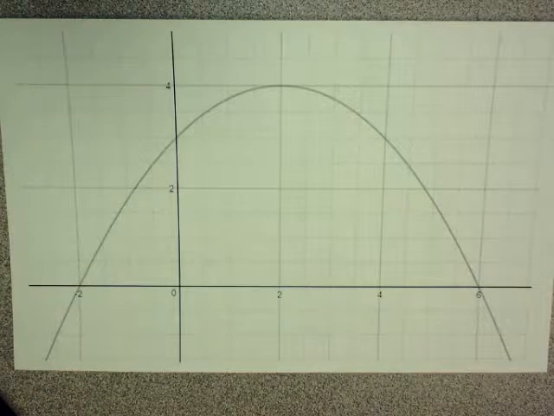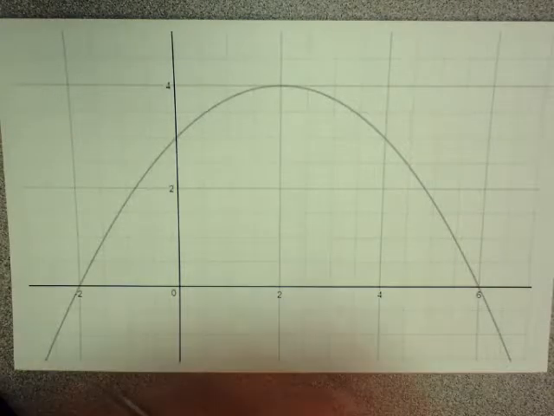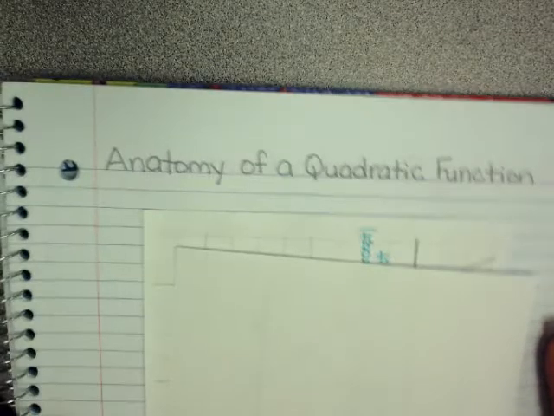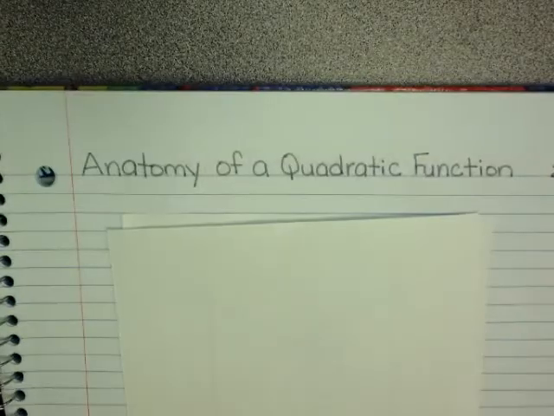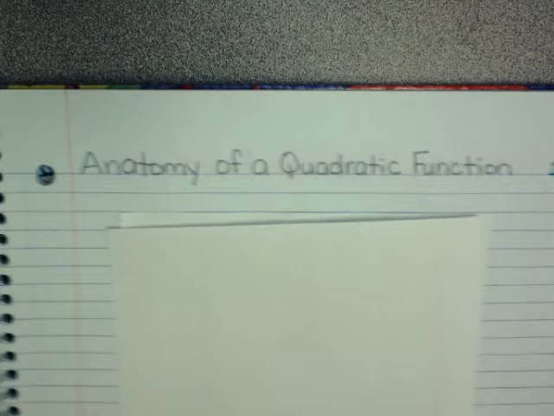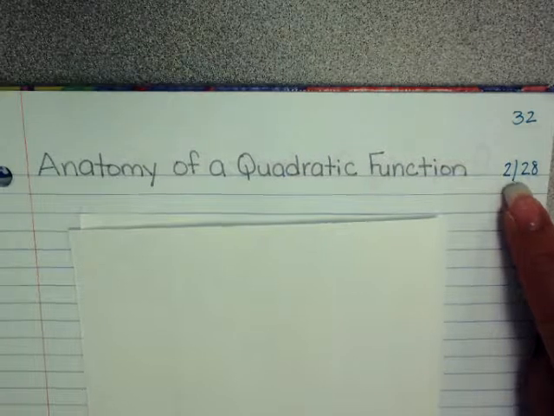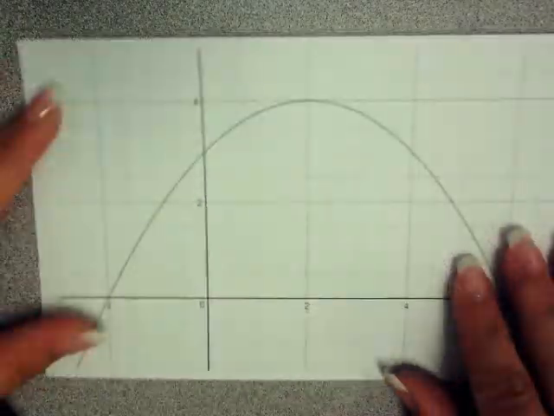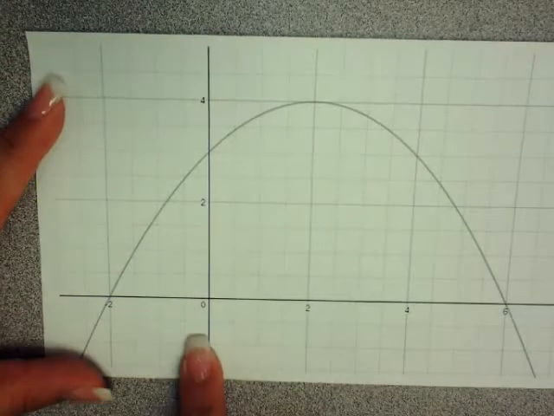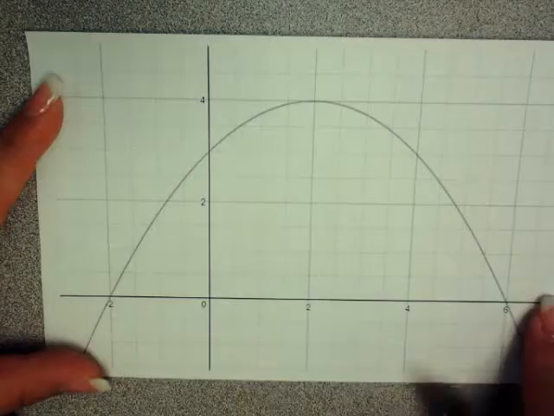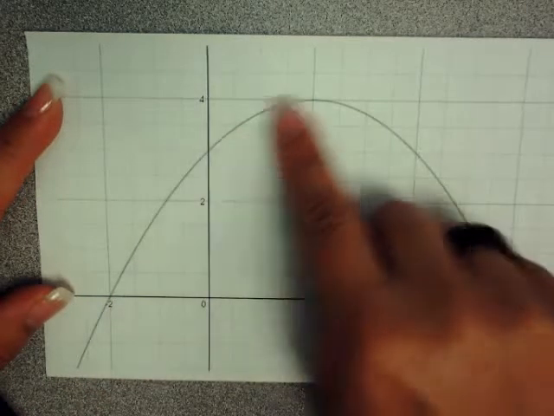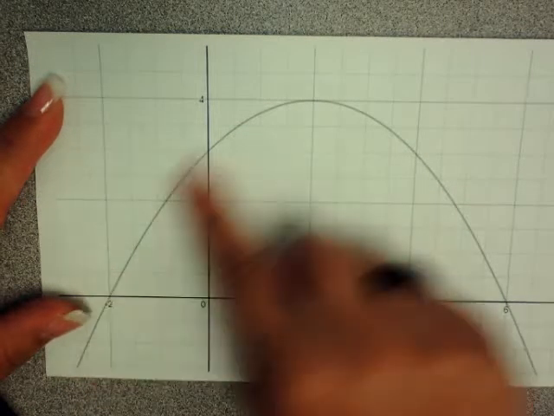Alright, so we're going to look at anatomy of a quadratic function. This is what it looks like in our notebook. Anatomy of a quadratic function, on page 32, today's date 2/28. So we have a quadratic function. That's what it looks like. Here's our y-axis, here's our x-axis, and this gray loop is our hump, our quadratic function.